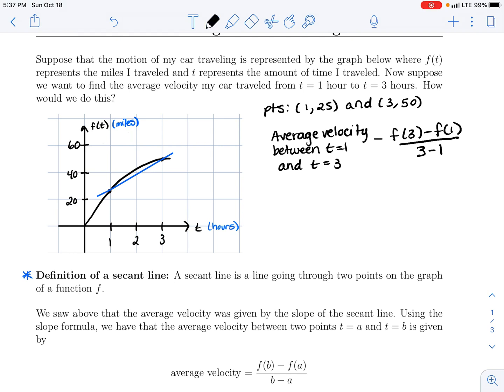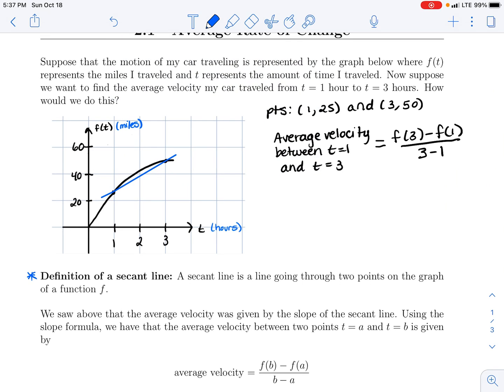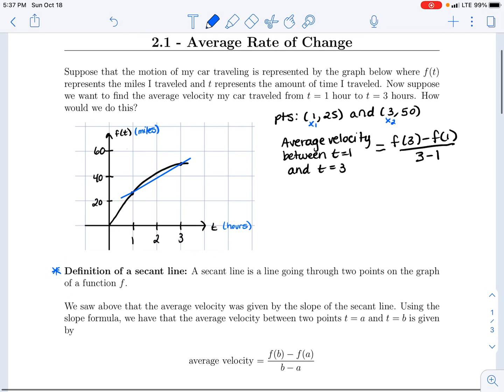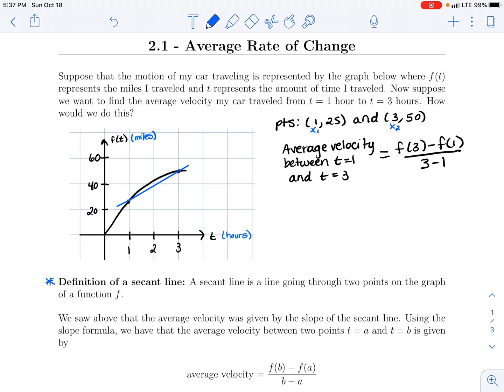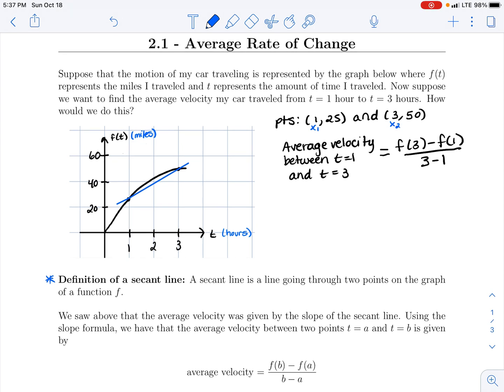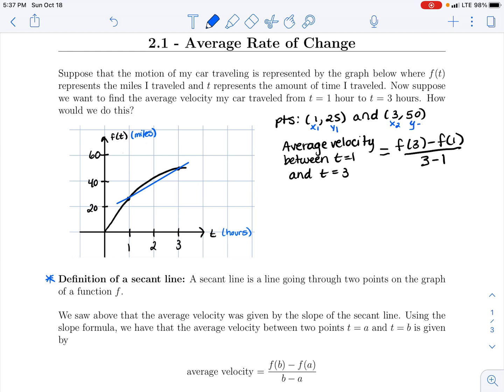And so normally you saw that this was y2 minus y1 over x2 minus x1. So you notice that this is the same idea here, where this is my x2, my x1 here. And instead of saying y1 and y2, I'm just saying that this is my f of 3. Sorry, I'll label it y1 and y2 to make us happy. But here, I'm just saying that this is my f of 3, and then this number here is my f of 1.